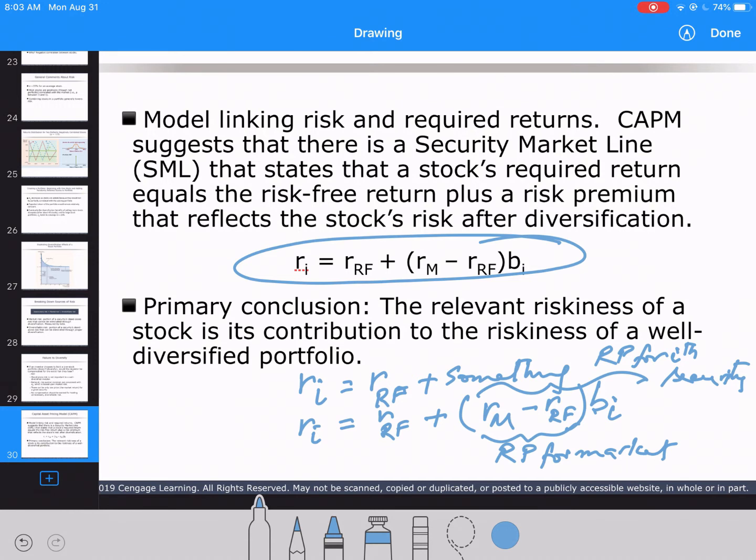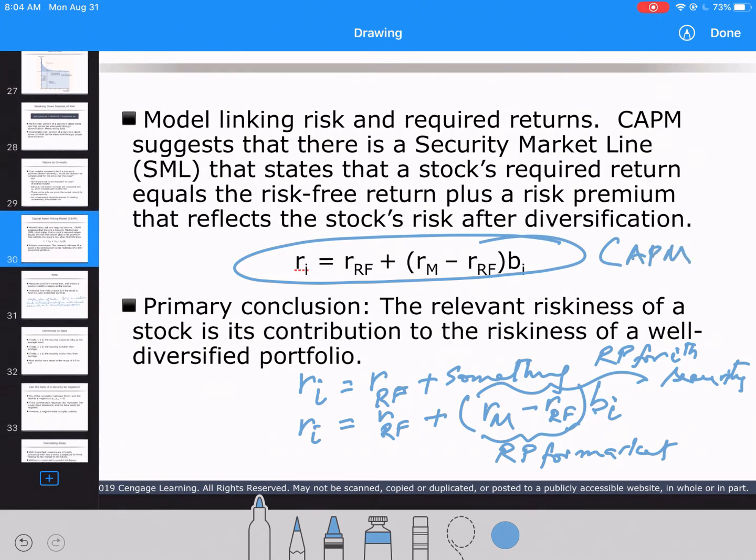So the total thing is RM minus RF times beta, the risk premium for the ith security. If it is like the market, then it should be RM minus RF times 1. If it is more risky than the market, then they will demand more risk premium. This equation is called CAPM, the Capital Asset Pricing Model. So let's see how it applies.